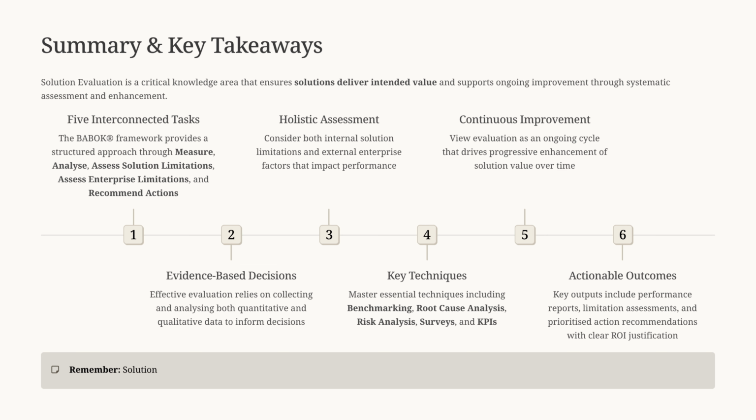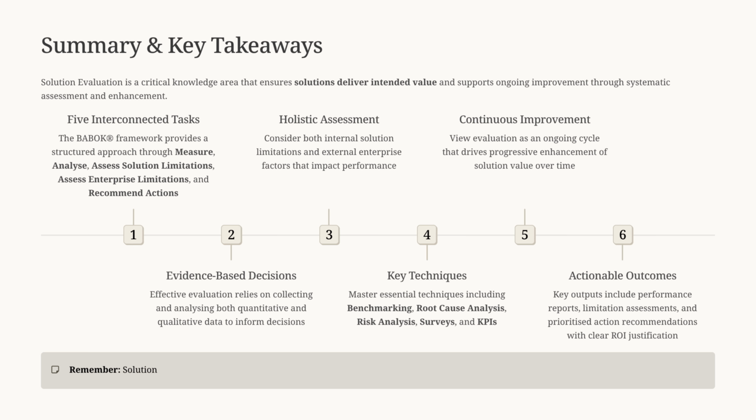As you can see on this final slide, let's wrap up with the big picture. Solution evaluation ensures that solutions deliver the value they promised and continue improving over time. It's built around 5 interconnected tasks: measure, analyze, assess solution limitations, assess enterprise limitations, and recommend actions. We make evidence-based decisions, supported by real data and feedback.